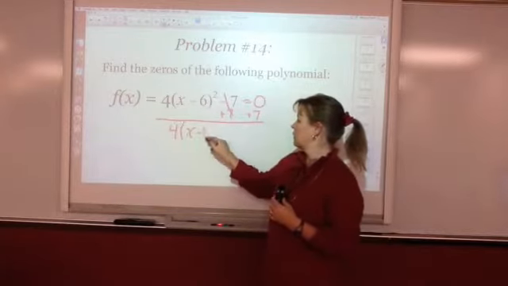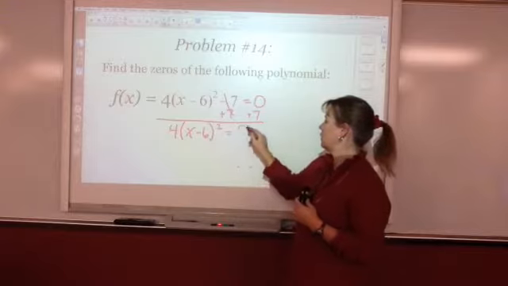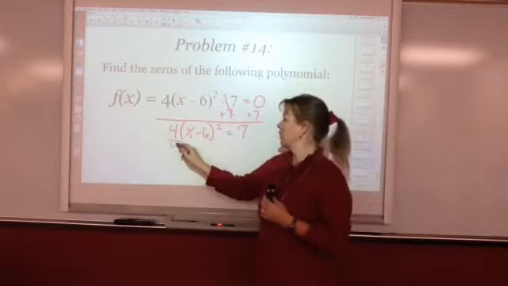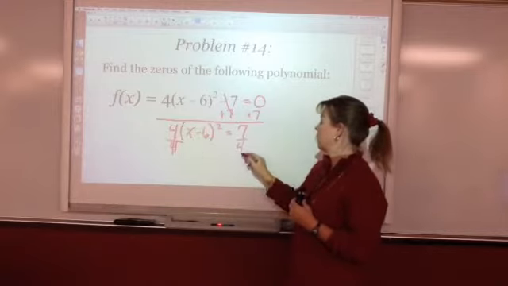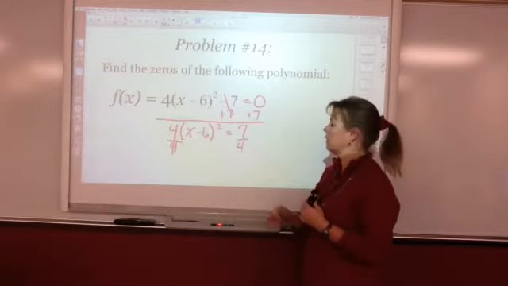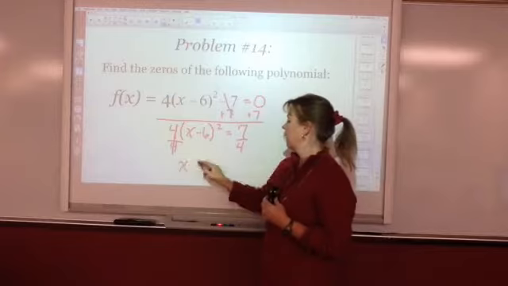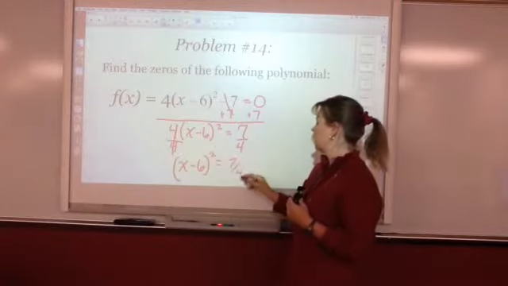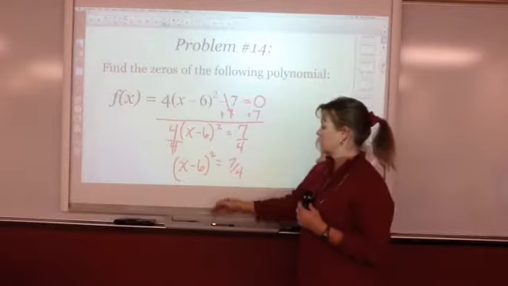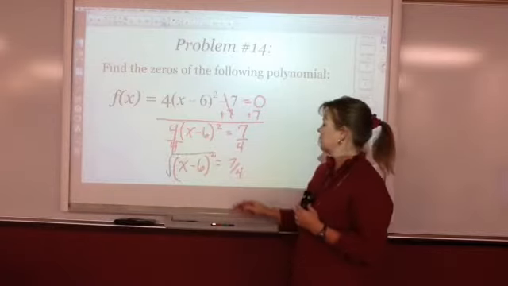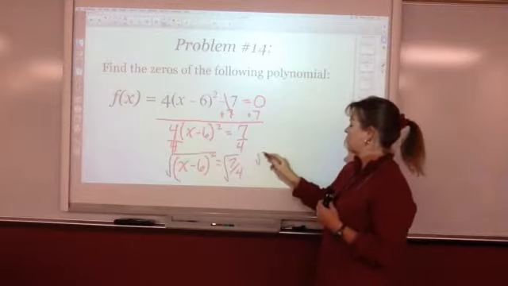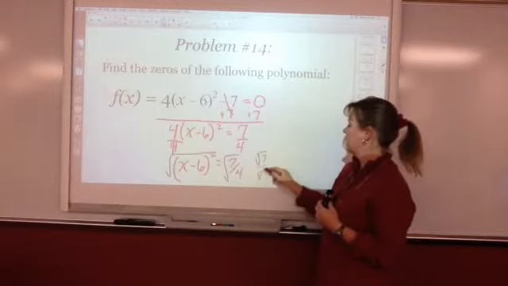4 times x minus 6 squared equals 7. Divide by 4 on both sides, and you get 7/4. Not a nice number, but doable. X minus 6 squared equals 7/4. We're going to square root both sides. When you square root a fraction, you square root both the numerator and the denominator.